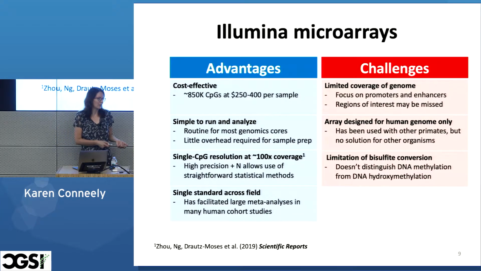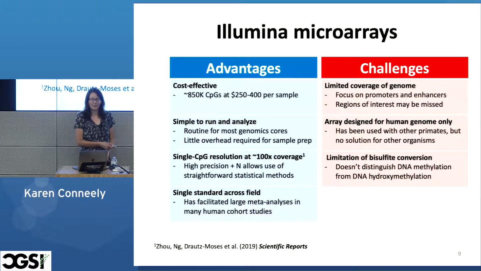Some challenges with this kind of data. So we know that this is not getting all of the 28 million CpG sites. It's just getting a fraction of them, less than 1 million. The array was designed to focus on CpGs in promoters and enhancers, and some in gene bodies as well. But there are many regions of interest that we may miss, and we're not going to get all of the CpGs. Another challenge is that if you're studying something other than humans, this may not be a good choice. The array was designed for humans. It's been used with primates. But if you're studying mice, then there is no array for you.